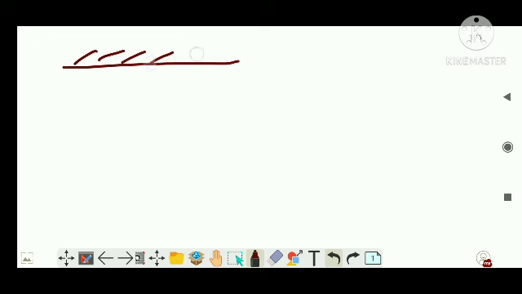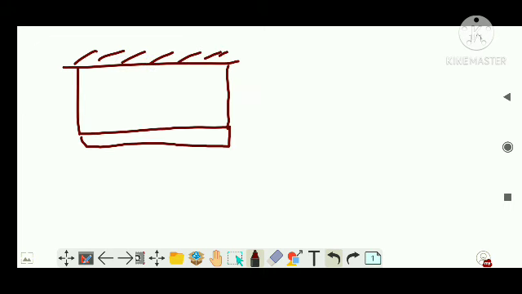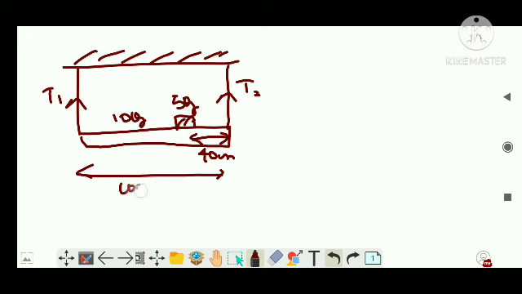Suppose you have a structure like this, with a rod connected like this, right? There is a tension T1 and a tension T2 here. Let's say this bar is 10 kilogram and there is a small mass kept here which is 5 kilogram, at a distance of say 40 centimeter from this end, and this rod has a length of 100 centimeter. This much clear?